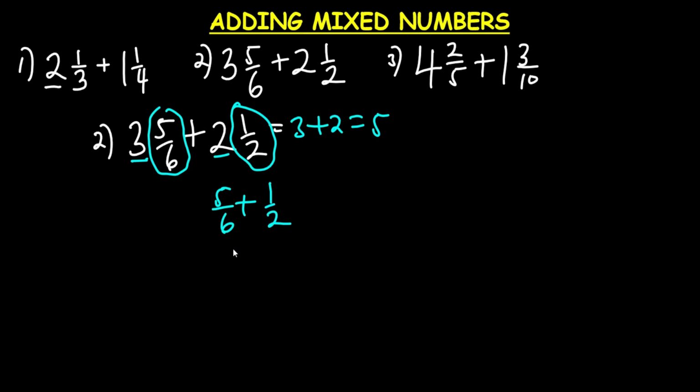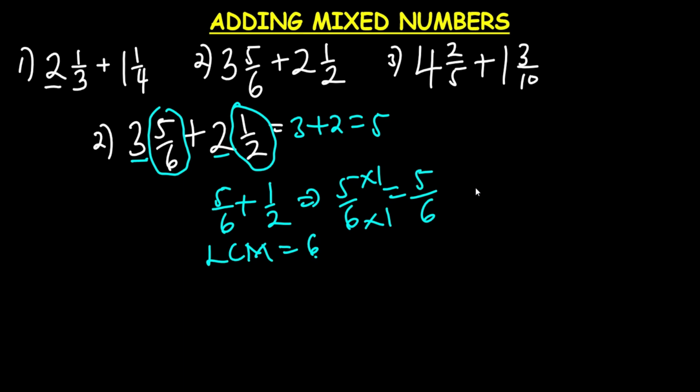Now to add these, we find the LCM, which is the least common multiple of the 6 and the 2. And the LCM of 6 and 2 is 6. So now we take the fractions one after the other and equate them to the LCM, which is 6. 6 times what number will give me 6? 1. I also bring the 1 here, and then I have 5 over 6. Then I take the 1 over 2 and equate it to 6. 2 times what number will give me 6? 3. And also bring the 3 here. 1 times 3 is 3. I now have 5 over 6 plus 3 over 6.